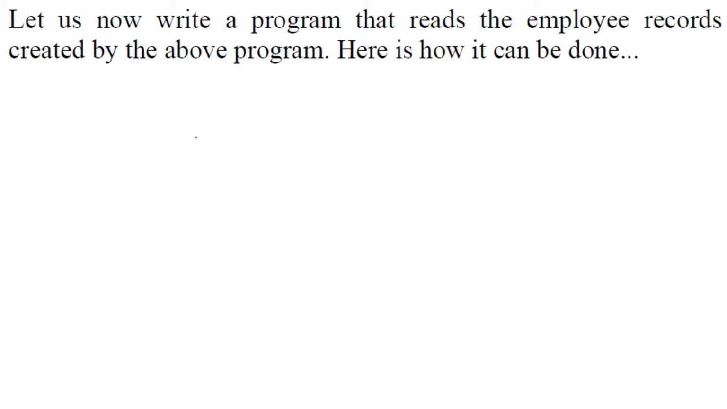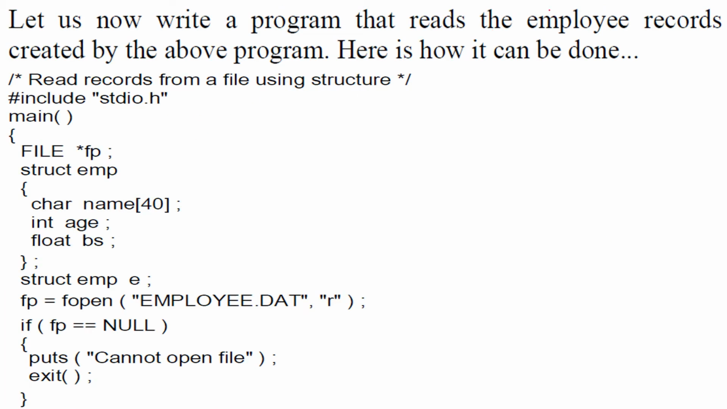Now let us write the program to read the employee records created by the program we have just written. We took the input from the user and placed it in the file. Now we want to read from the file. So this is reading records from a file using a structure. Again we have stdio.h, a file pointer, and a structure variable. We assume the content is already written, and we have 3 records written here: the name, age, bs, like this.